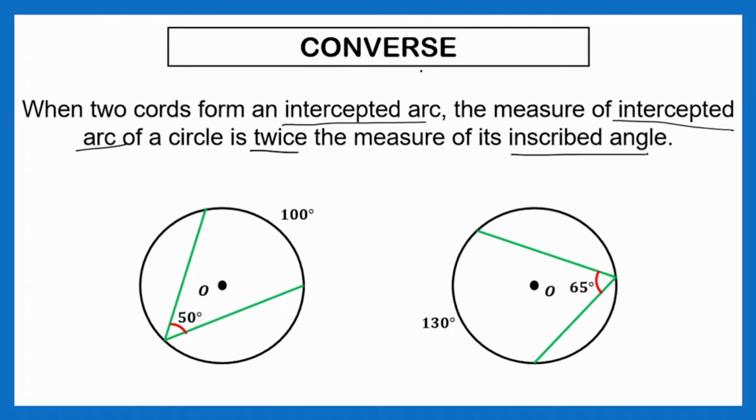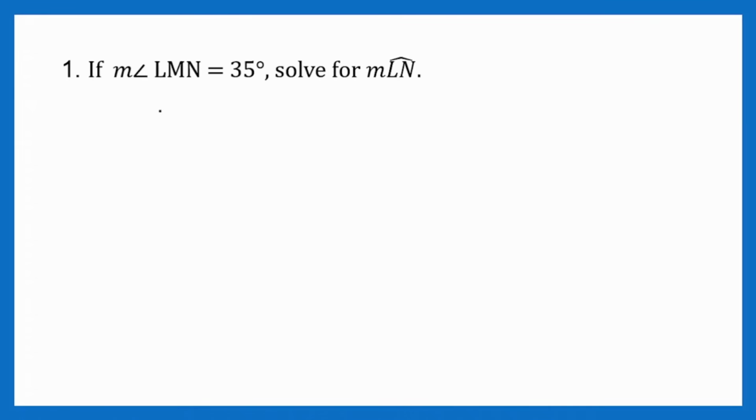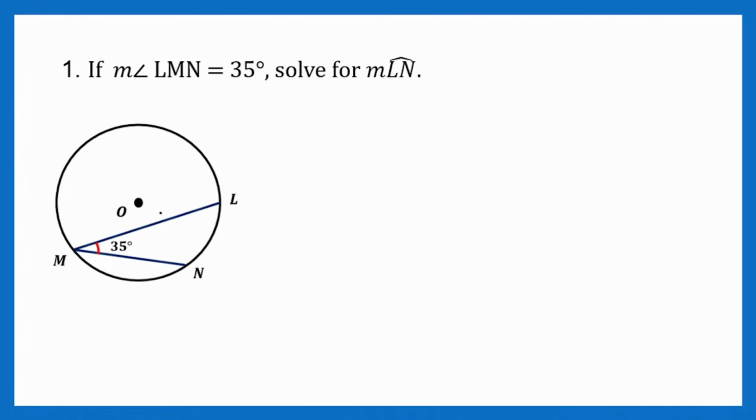Okay, so sige, let's apply that to the problem. If the measure of angle LMN is 35 degrees, solve for the measure of arc LN. Arc ang hinahanap. Tandaan yan. So, ito yung representation. We have the circle O. We have the measure of angle LMN, L, M saka N. Ito yan, 35 degrees. Solve for arc LN. Ito yung sinasolve. Arc LN.